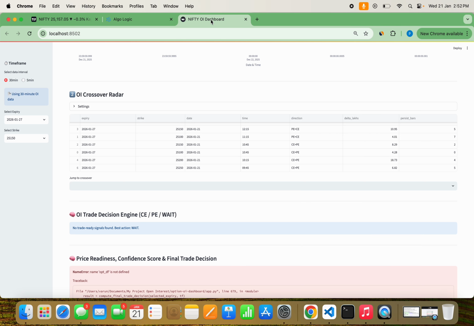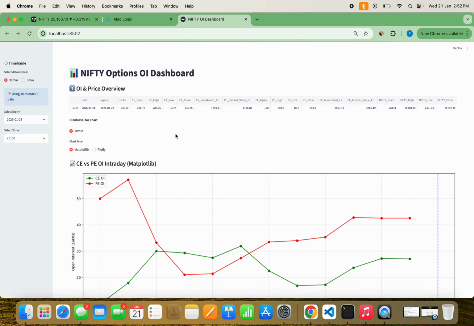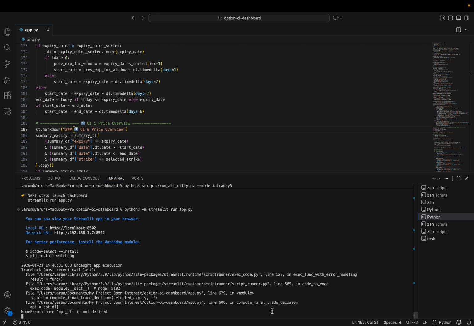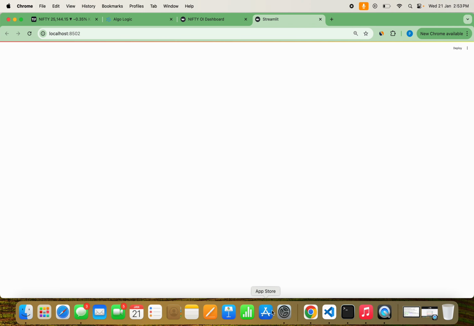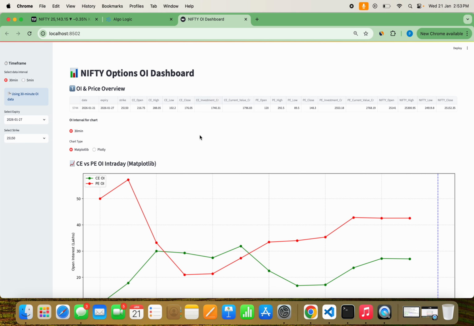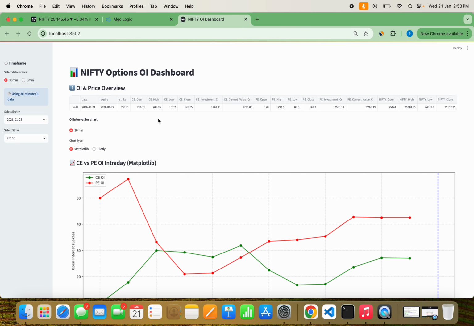So let's say this is one trading system made by Algologic. It is an internal tool. I'll run it for you one more time so that it will be easy for you to understand how technical it is. Here we will select the 27th first. That means this is the current week expiry, which will expire on 27th of January 2026, and today is the first day of this new week.